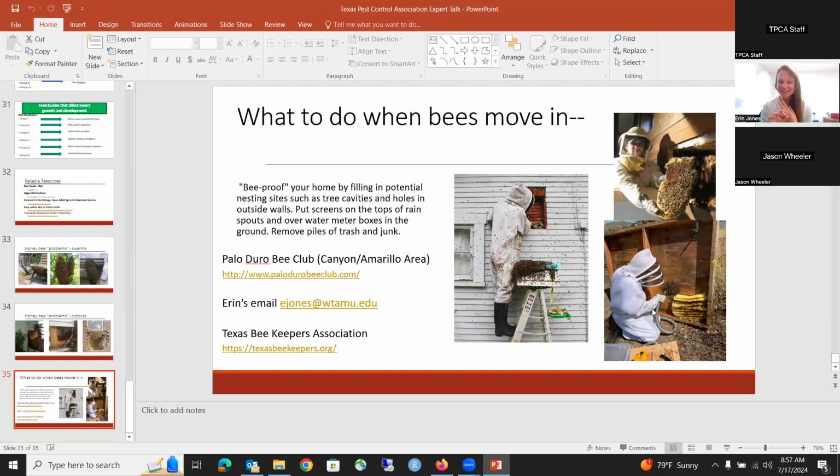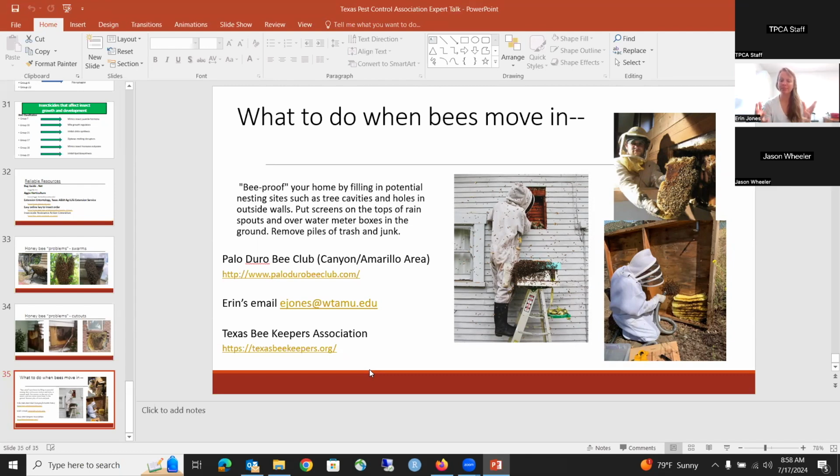The rest of the state of Texas, I don't have all the bee clubs memorized, but we do have the Texas Beekeepers Association. So that's down here, right here at the bottom. There's their website. And most bee clubs within the state of Texas are registered with them. So no matter what county you're in Texas, you should be able to find a bee club. If you can't find one, shoot me an email and I'll be more than happy to contact someone in that county to try to help you find it.